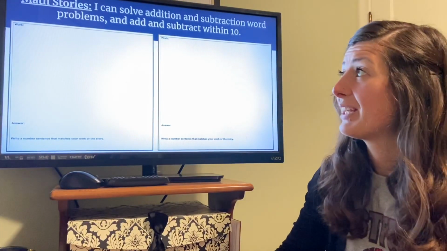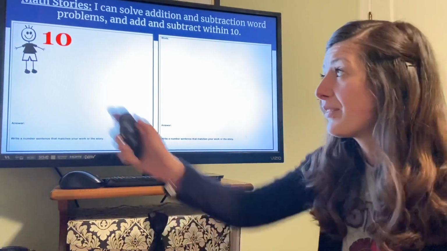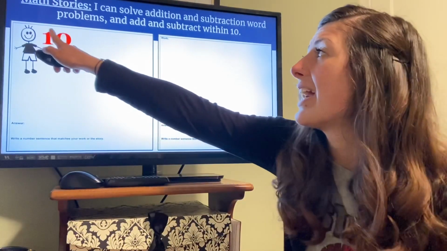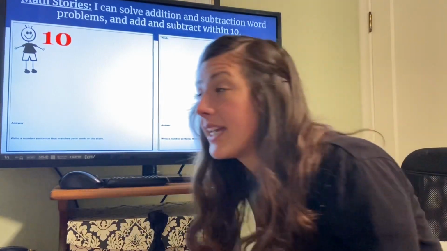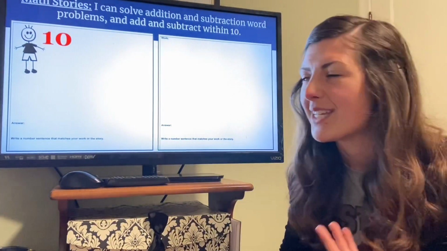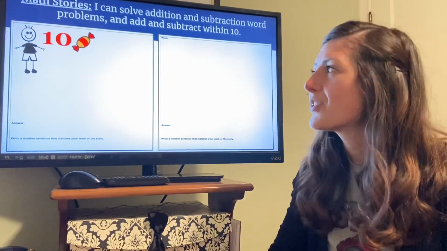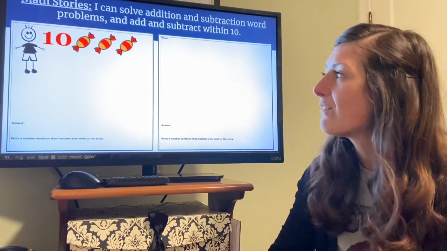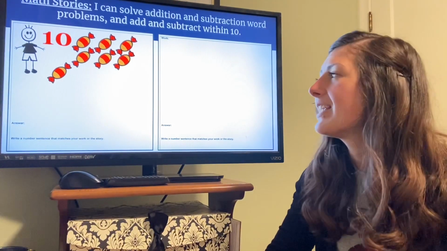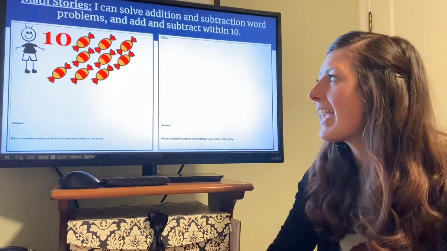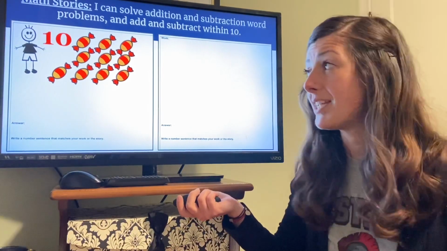All right, I am starting off my story problem with a picture. Right here, I drew Paul and I drew the number 10 so that I can remember he's starting with 10 pieces of candy. That'll help me when I draw his candy. So I'm gonna draw 10 candies. 1, 2, 3, 4, 5, 6, 7, 8, 9, and 10. Paul has 10 pieces of candy.